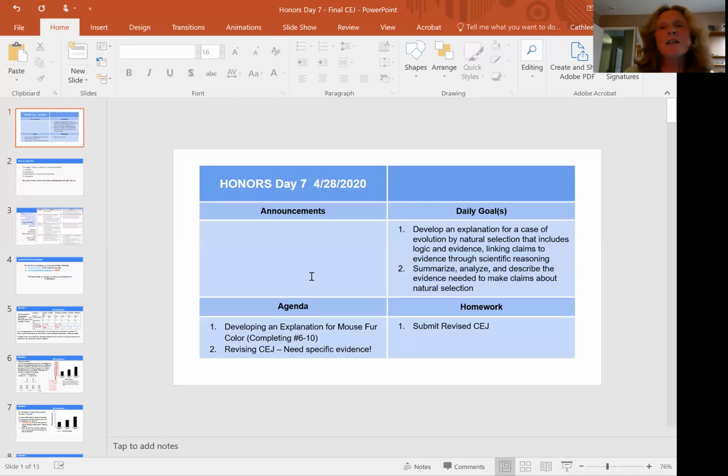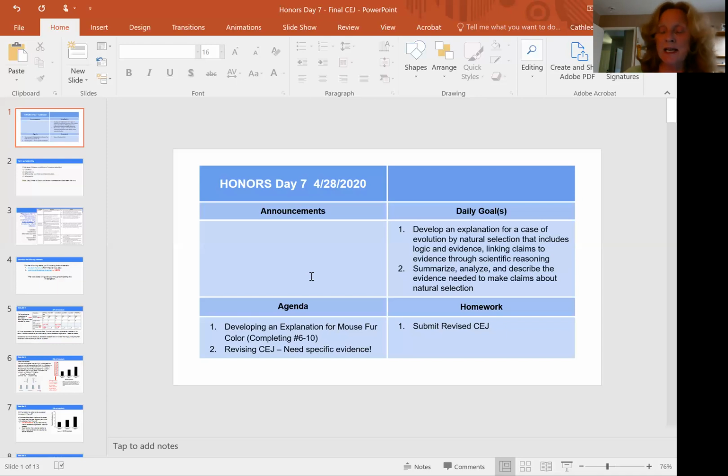If you'll notice under our daily goals, it says develop an explanation for a case of evolution by natural selection that includes logic and evidence, linking the claims to evidence through scientific reasoning. So you're not just going to babble out a number of phrases with regard to definitions such as, oh, with natural selection, we know things will become more fit. What does that mean in terms of the pocket mice? You need to be specific.